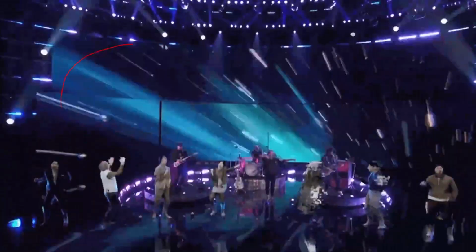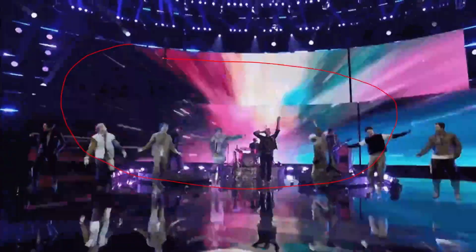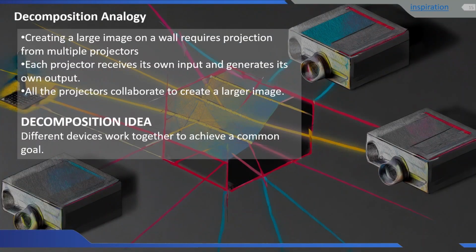We may want to create a large image on a wall. Usually we can only do this by using multiple projectors. In this setup, each projector is responsible for a segment of the overall image, and every projector receives its own specific input, and the projector will project part of this input as an image onto the wall. Collectively, all of this output enables us to view a large image on the wall.